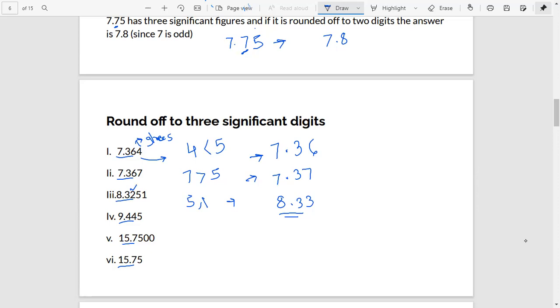If the question was 8.3250, then the answer would have been 8.32, because of the rule which says that if the digit is even and it is followed by 5 and 0, it has to be kept as it is. So 8.32 remains 8.32 if it was 5 and 0, but because it is 5 and 1, it becomes 8.33.